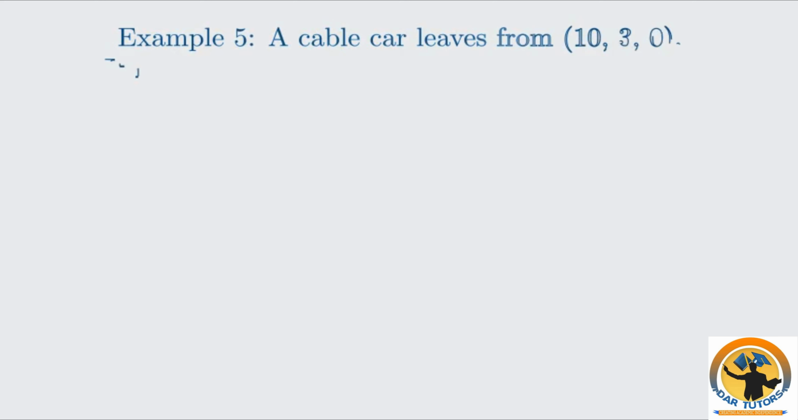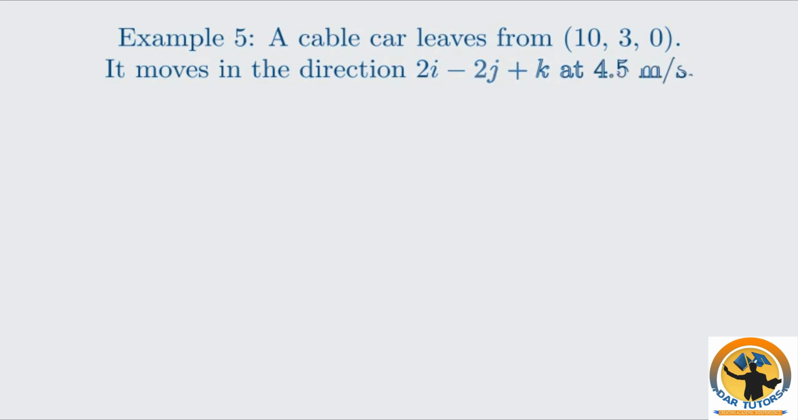Let's conclude with one more example, this time in 3 dimensions, involving a cable car. This problem will focus on finding the angle of travel. A cable car leaves from the point (10, 3, 0). It moves in the direction of the vector 2i minus 2j plus k at a speed of 4.5 meters per second. We need to find its velocity vector, its position after 30 seconds, the length of the ride to a destination with an x-coordinate of 550, and the angle at which it travels to the horizontal.